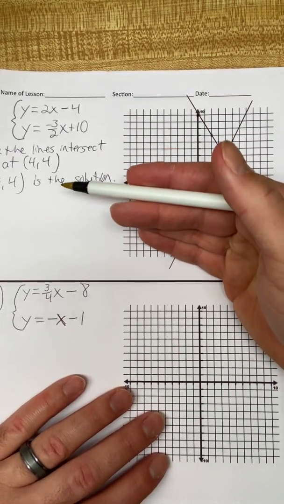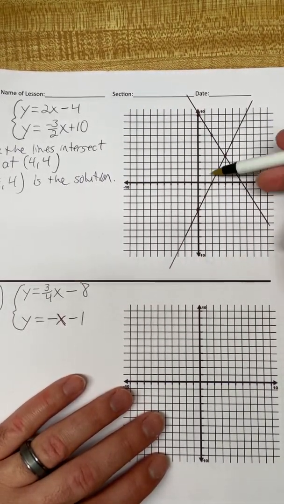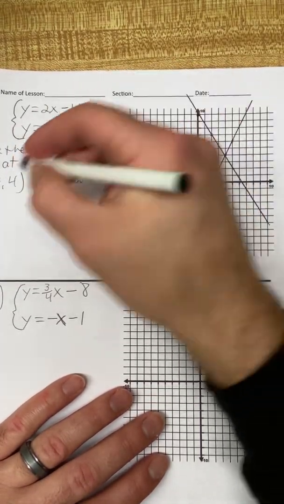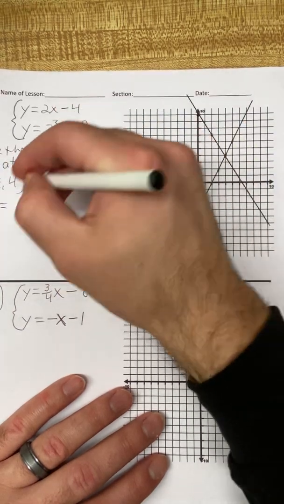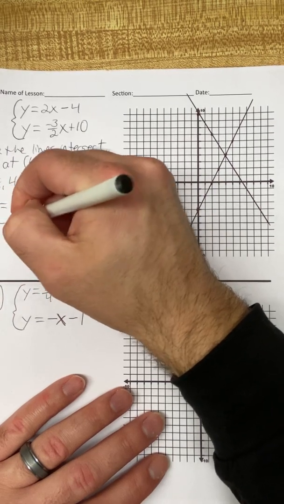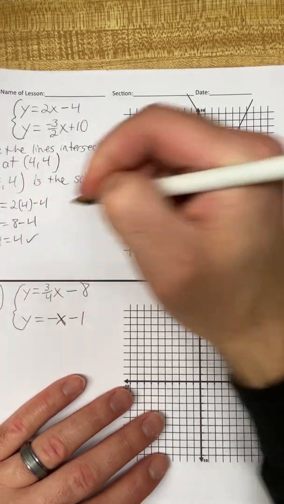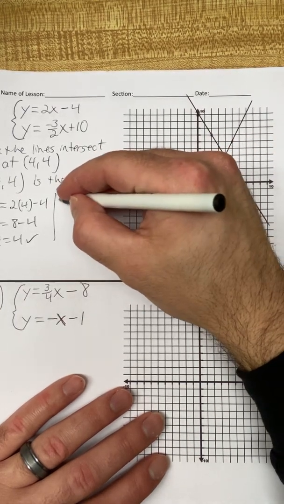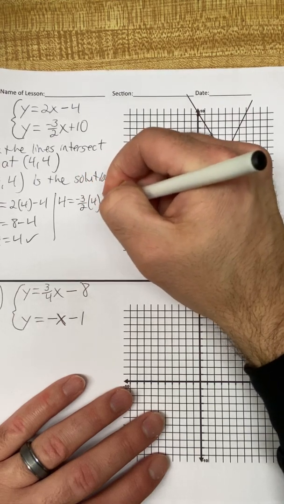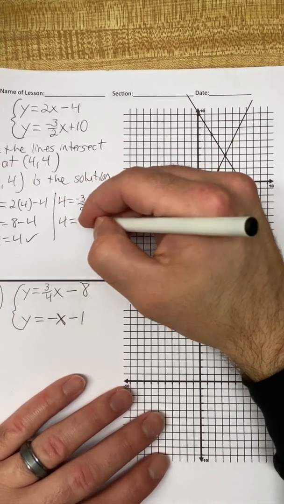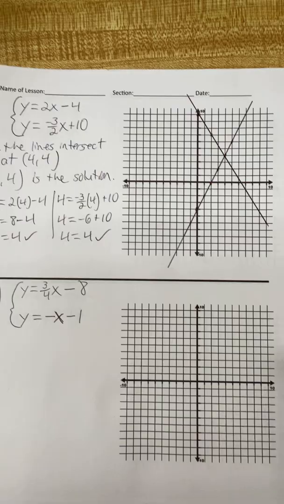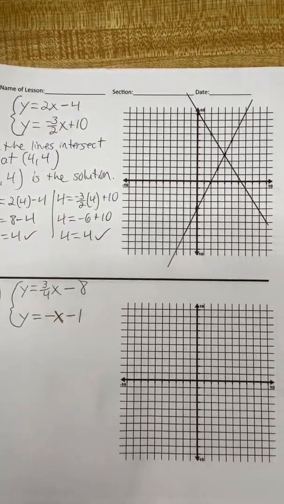If you want to make sure you did everything correctly, it's easy to make a mistake, like giving one of the lines a positive slope when it's supposed to be negative. Whatever the situation is, you can put these in for x and y and make sure it works. In my first equation, I have 4 equals 2 times 4 minus 4. So 4 equals 8 minus 4, and you get 4 equals 4. That's good. My second one, 4 in for y, 4 in for x: 4 equals -6 plus 10. -6 plus 10 is 4. So again, I get 4 equals 4, and I'm good to go.